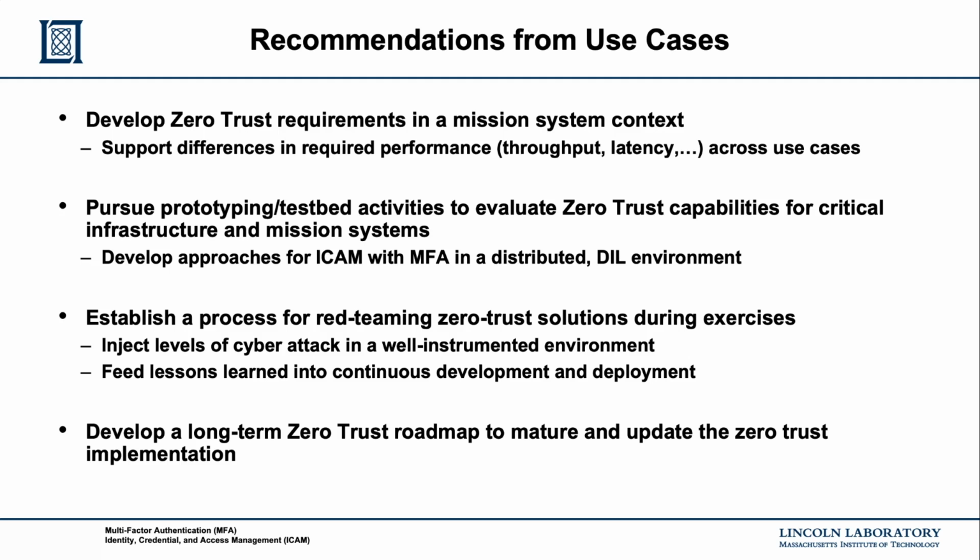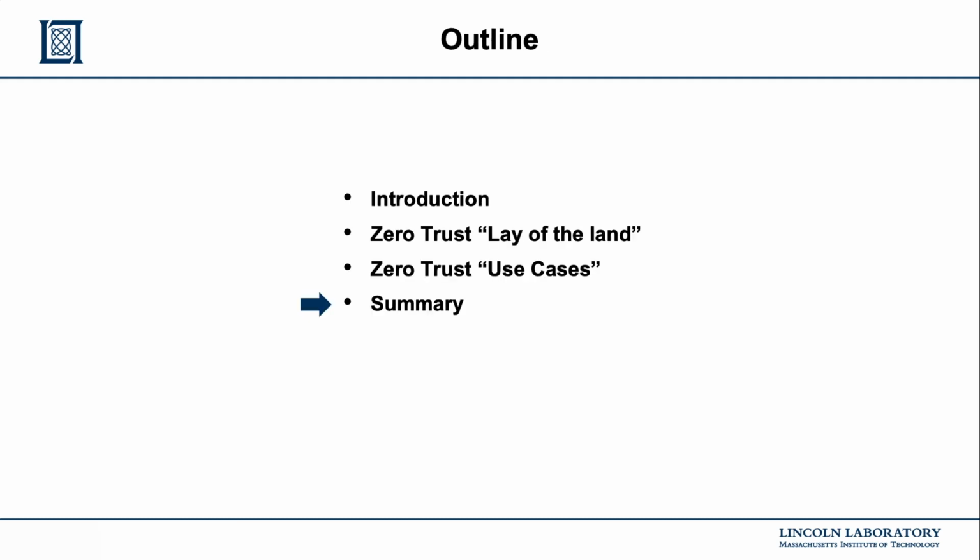And then having a process for doing red teaming during exercises is really important. And these aren't just to find the oopsies that people didn't secure. This is about hardening the system to learn from it and turning that into actual effective improvements that can be rolled back into the system design and operations. And lastly, we think that a long-term research roadmap for zero trust is very important as well. And we'll summarize.